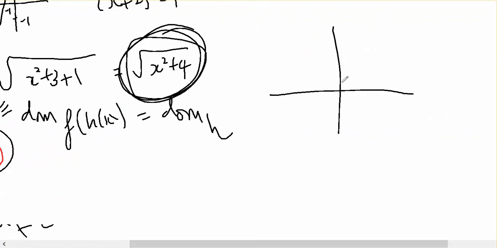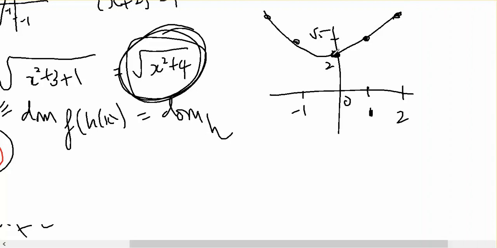When x is 0, it's going to be up here at 2 because the square root of 4 will be 2. When x equals 1, it's going to be 1 plus 4, root 5. And when x equals -1, it's also going to be root 5. And when x is equal to 2, it's going to be 2 squared, which is root 8. And -2 is going to be root 8. So I can see that my curve is going to look like that. Therefore, the range will be 2 to infinity inclusive of 2.